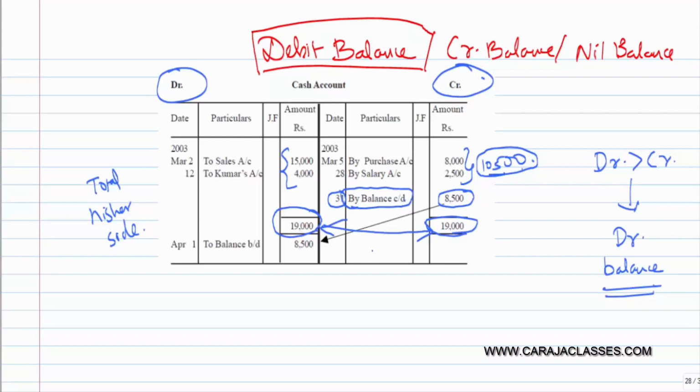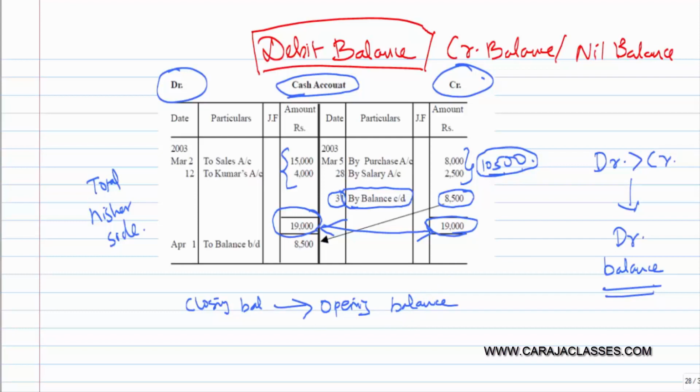Then what you have to do in the next year, or in the next accounting period, is that this cash account should be opened. When it is opened, it will have an opening balance, right? So what is the opening balance in the next accounting period? It is nothing but the closing balance of the previous accounting period, which will become the opening balance in the next accounting period.